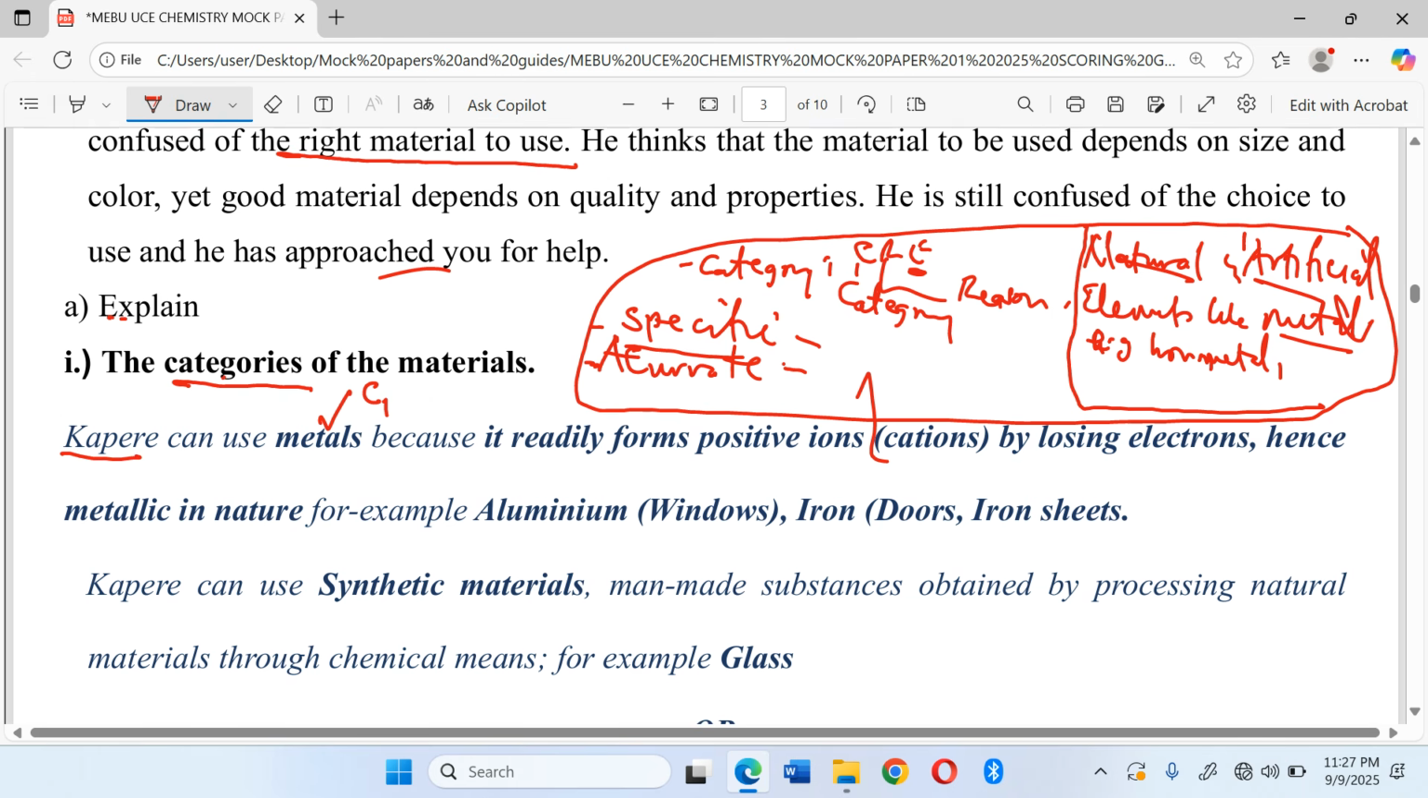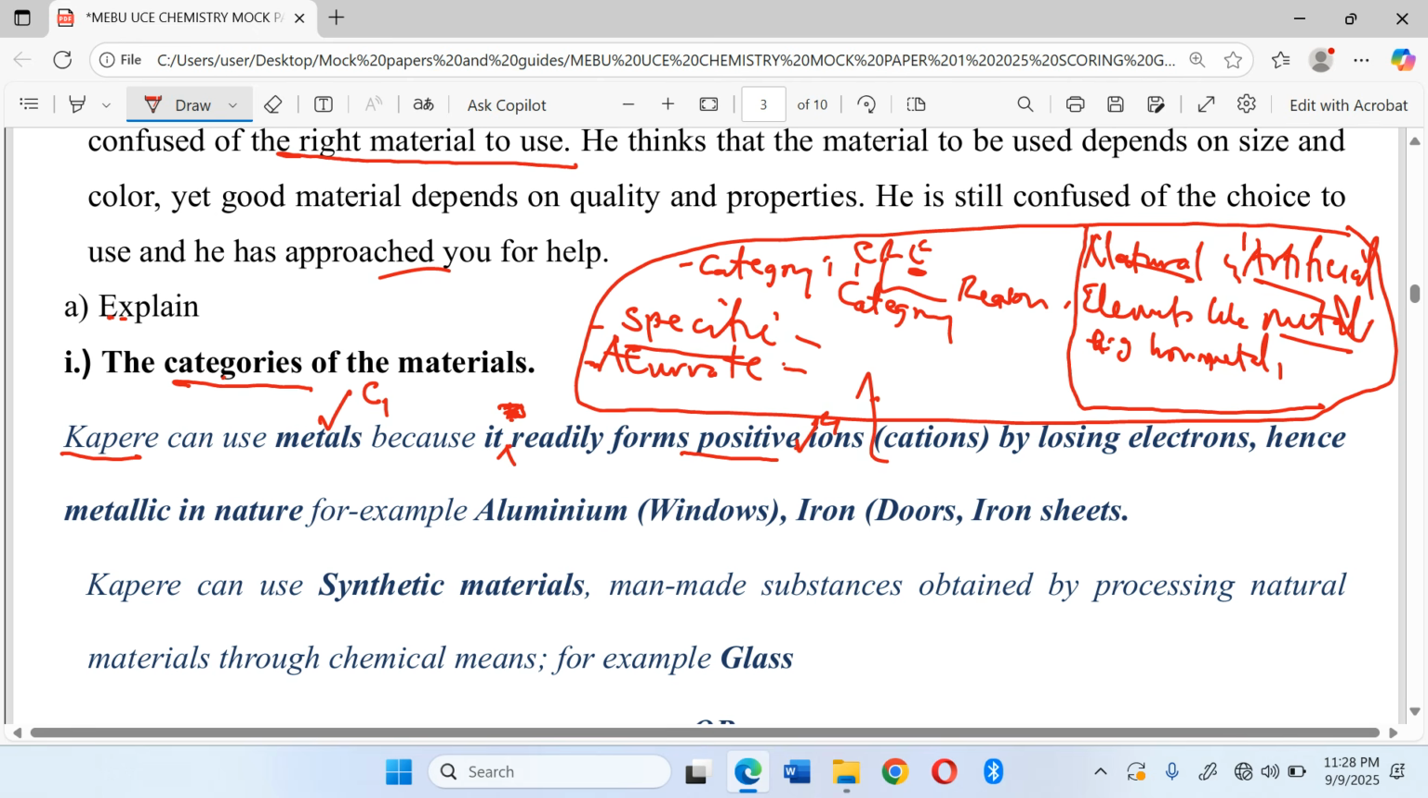Where did you get this name? From the scenario. So you have come to help Capelli to do the best choice. And we are saying that Capelli can use metals because it readily forms positive ions or cations by losing electrons, hence metallic in nature. So the metals, we are saying that is our reason.